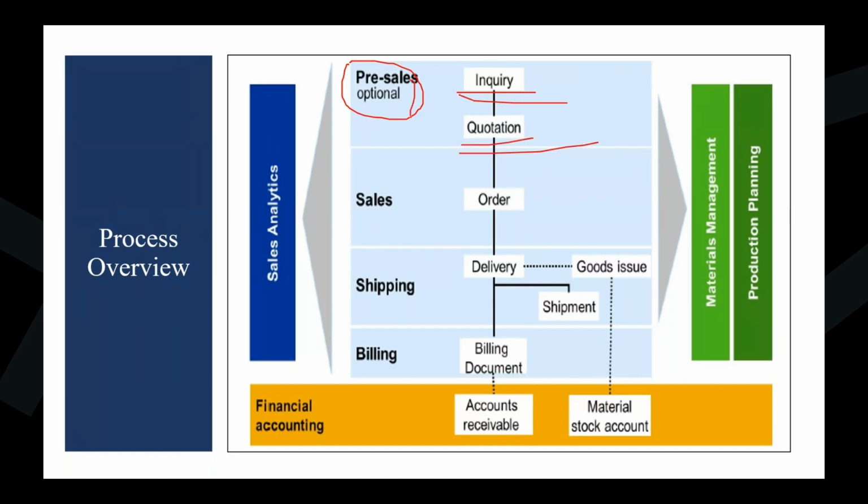Of course these are optional. And after that followed by this normal sales cycle: sales order, outbound delivery, goods issue, followed by the creation of billing document. This we covered already. So today we will be focusing on these two, inquiry and quotation.